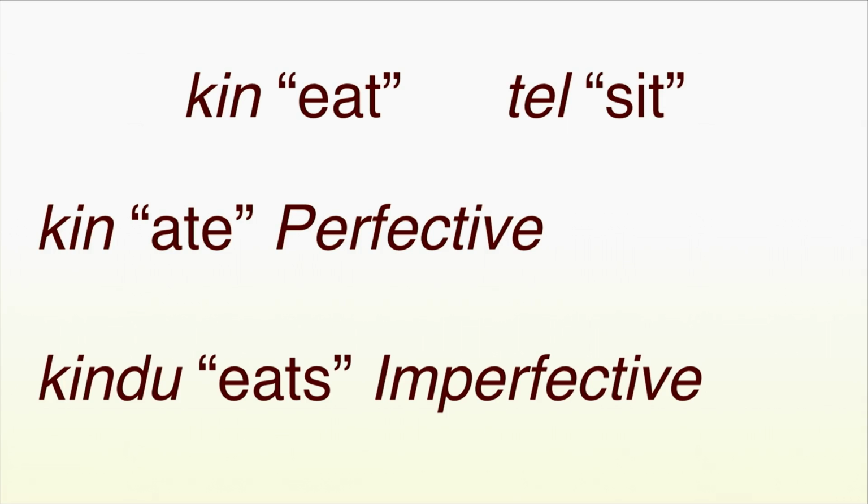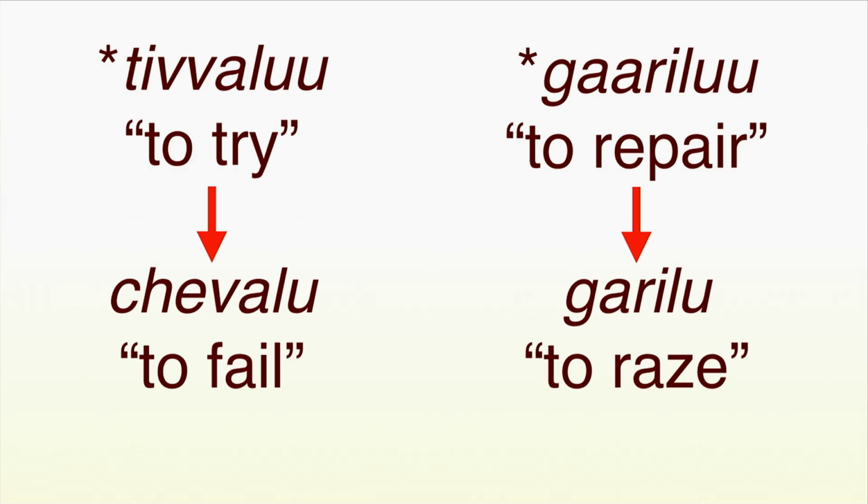If you go into the lexicon, you can have even more fun with the language. In Castithan, a language I developed for Syfy's Defiance, I used linguistic evolution as a characterization tool, as a way of basically giving insight into the history of the speakers. So for example, we have these 2 words that mean to fail and to raise in the modern version of the language. They actually derive from older words that mean to try and to repair. Focusing on just the first one, chevalu.